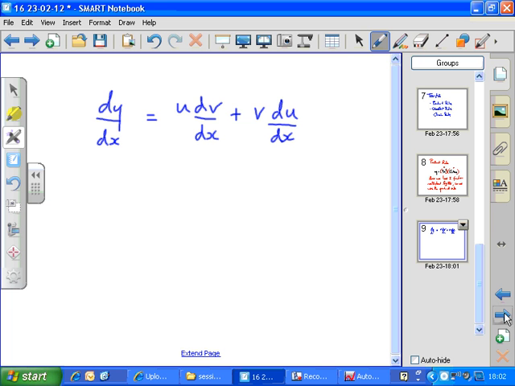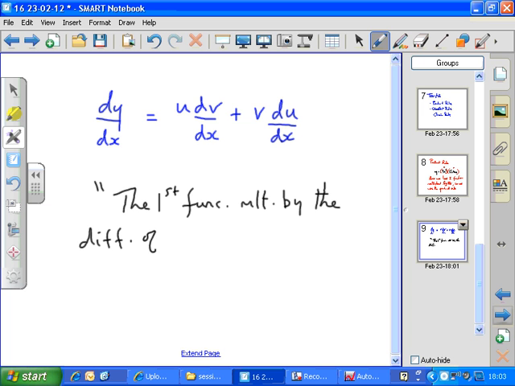And in words, what that means is the first function multiplied by the differential of the second function. That's what that's saying. If you look at this first part of the product rule, that's what it's saying. The first function multiplied by the differential of the second function. This part here. U times dv by dx.